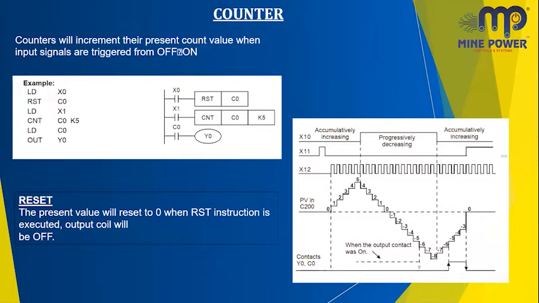For that process, the reset is sent. Then X0 comes to NC and resets the C0 value. The counter value is reset and comes to 0, and the process can be repeated. The present value will be reset to 0 when the reset instruction is executed. The output coil will be off.